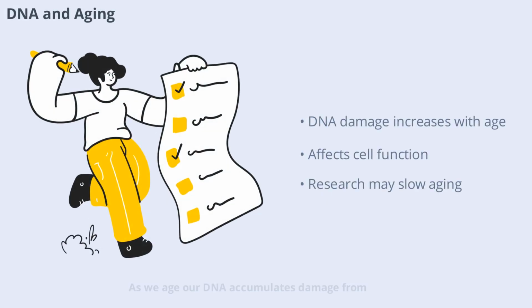As we age, our DNA accumulates damage from environmental factors and normal cellular processes. Over time, this damage can affect how our cells function, contributing to aging and age-related diseases. Research into DNA repair and maintenance may one day help us slow down the aging process.